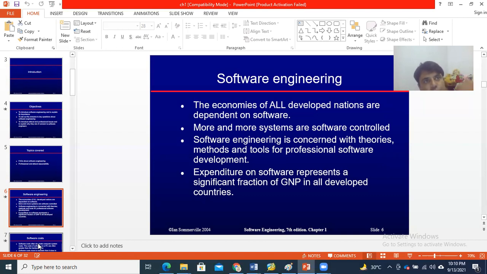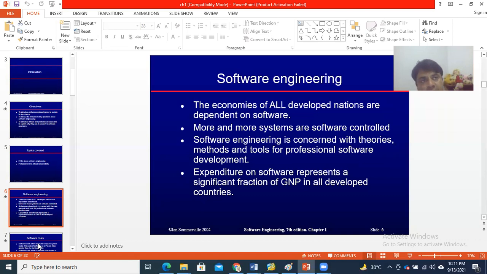If we come towards the definition of software engineering, software engineering is concerned with theories that allow you to understand a particular domain and a particular problem, then allow you to select an appropriate method and apply a particular tool to create professional software. So the first part was the impact and importance of software. The second part is the definition of software engineering.